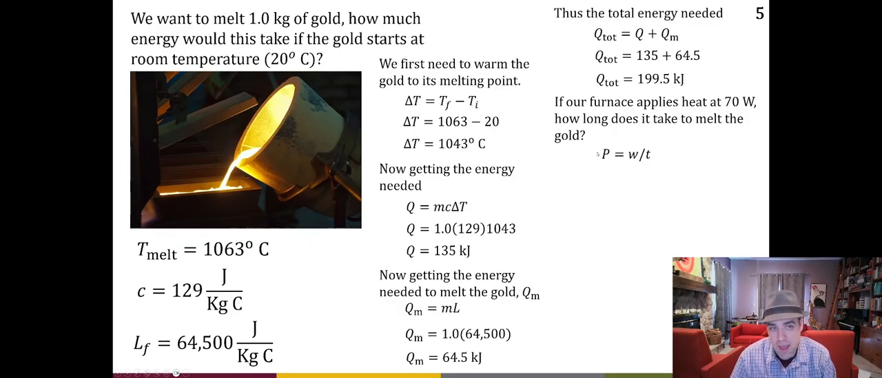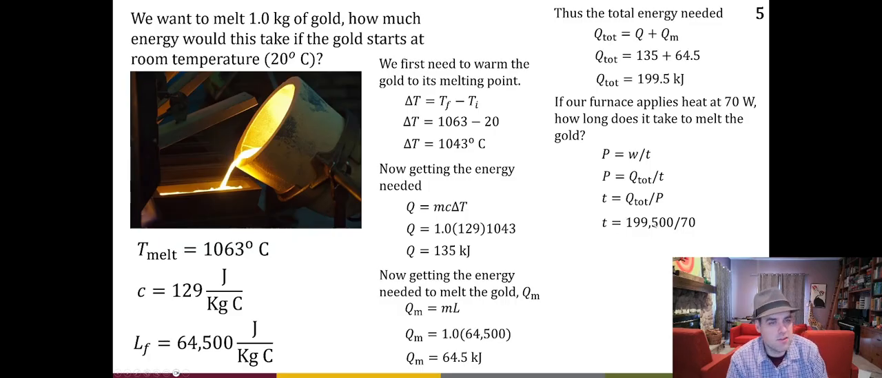So if you recall, power is work over time. Now, work is just the transfer of energy from one form to another. So we want to transfer 199.5 kilojoules of energy. So that's what we're going to plug in here for our work, Q. We want to solve for T, the time it takes to do this. So we can multiply T to both sides and divide by power on both sides. And then we plug in our numbers, and we get 199,500 divided by 70, because that's the power in watts. And we arrive at 2,850 seconds, or around 47.5 minutes in order to fully melt the gold.